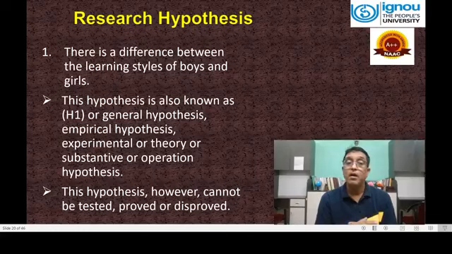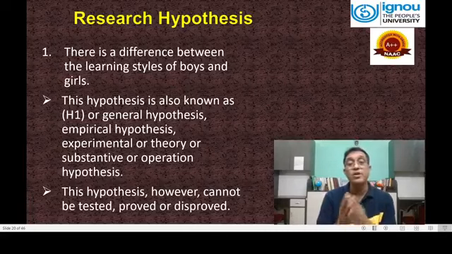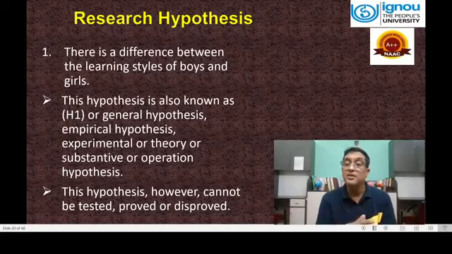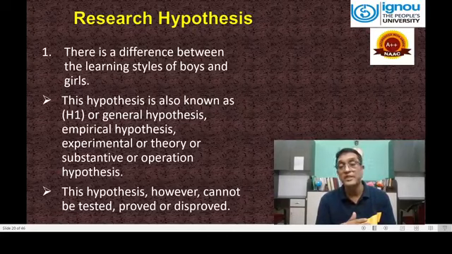Then the next type of hypothesis, that is the research hypothesis, we will study. There is a difference between the learning styles of boys and girls. It simply says that there is a difference between the learning style of boys and girls. That means the learning style of boys and the learning style of girls. So there is a difference, but whether the boys' learning style will be better in comparison to the girls' learning style has not been explained here. This information is not included in this hypothesis. So that's why this is a research hypothesis, and no direction is specified here.